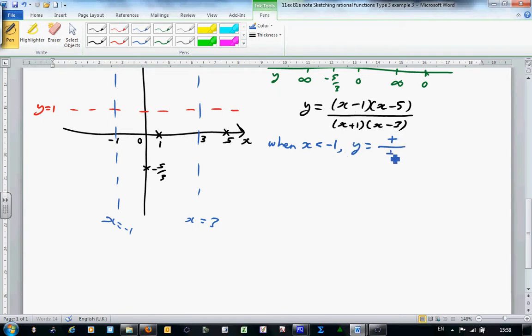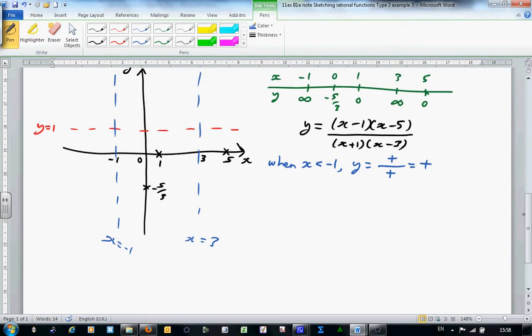The next section, let's choose a value, let's say negative 1/2, and examine what happens in these brackets. When it's negative 1/2, we have negative times negative is positive. Denominator, first bracket, negative 1/2 plus 1, that's positive, times negative is negative.